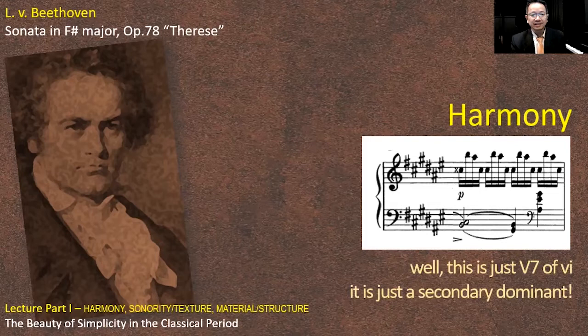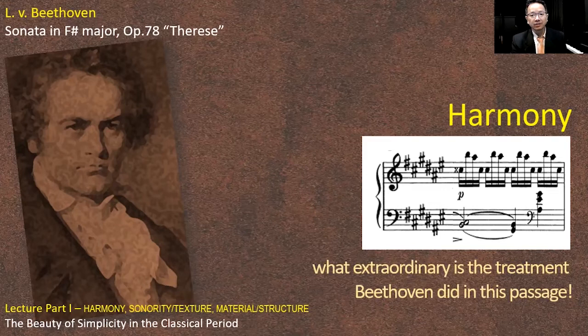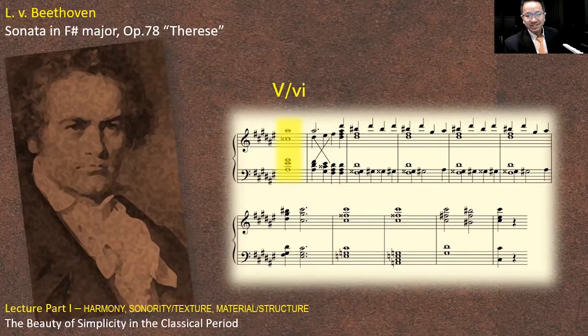And let us take a look at the bigger picture in this transitional passage. What is extraordinary is the treatment Beethoven did in this passage. So here is that 5 of 6 in the bigger picture. Then it goes to 6 or this sharp minor. We have a voice crossing here at the inner voices there. That alone enriches the harmonic progression.